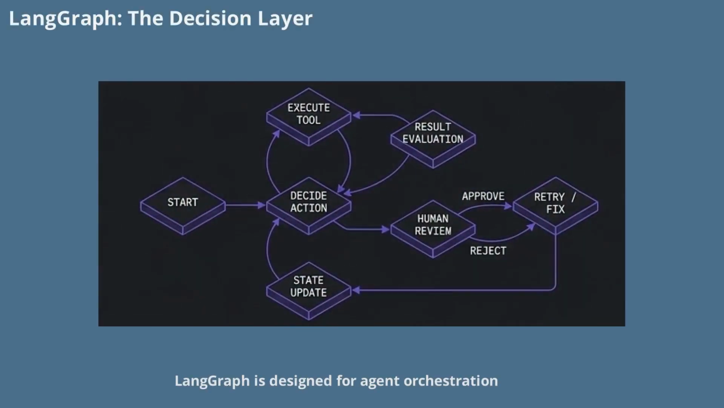LangGraph is designed for agent orchestration. It models workflows as cyclical state graphs where nodes run code and edges define state transitions. LangGraph supports human-in-the-loop, retries, durable execution, and complex multi-agent state sharing. This makes it ideal for managing the dynamic workflows of agentic RAG systems.